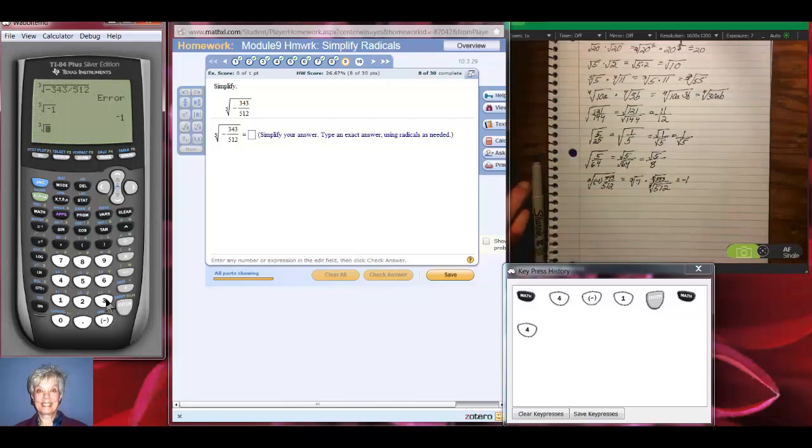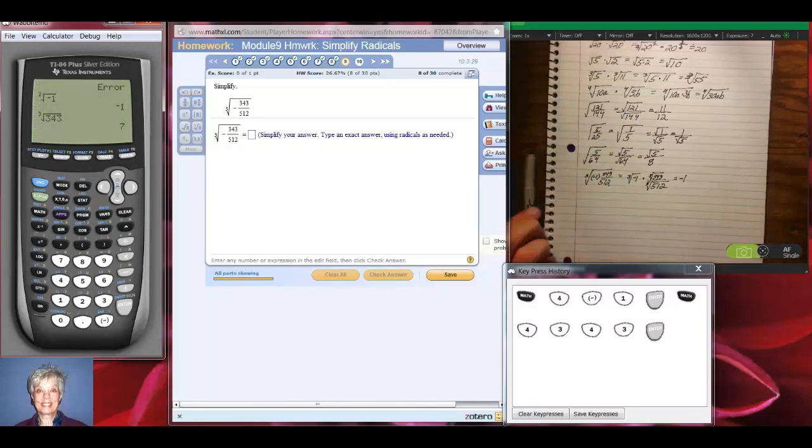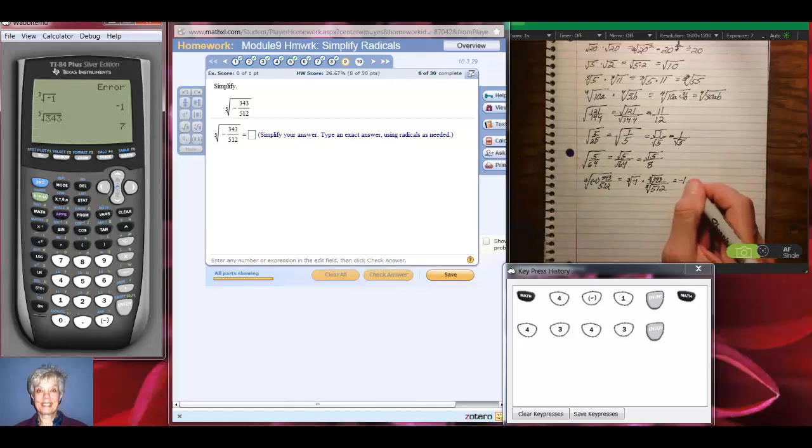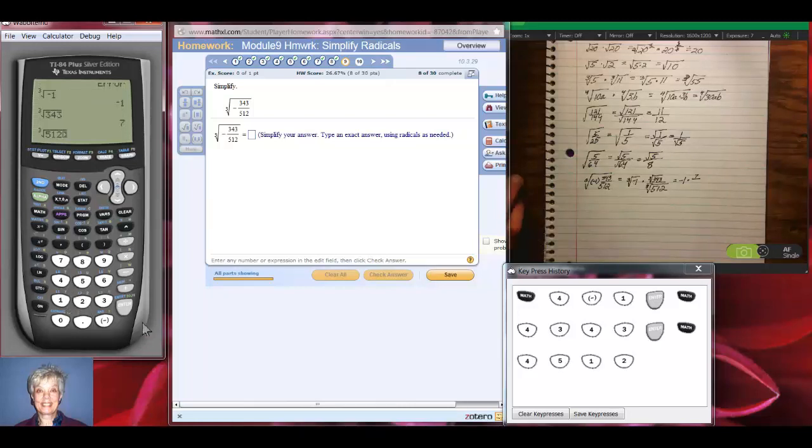The cube root of 343, enter, is 7. So this will be negative 1 times 7 over the cube root of 512, which is the cube root of 512, enter, and that's 8. So negative 1 times 7 eighths is negative 7 eighths. Sometimes you've just got to do it in parts.